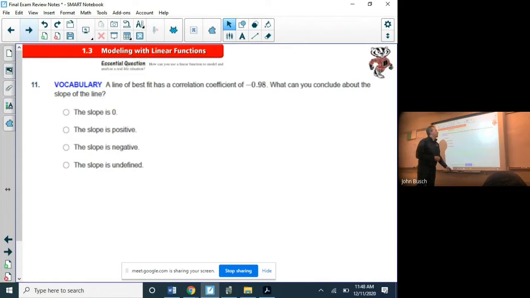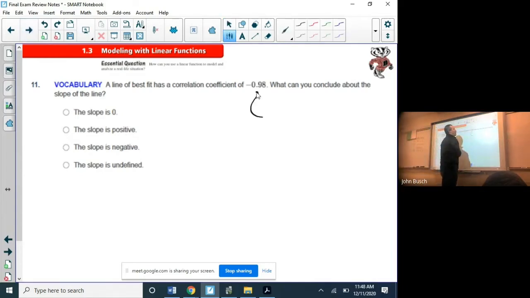A line of best fit has a correlation coefficient. So this is a very strong negative correlation. What can you conclude about it? The slope is 0, the slope is positive? No, the slope is definitely negative. Right? It doesn't tell you what the slope is. It just tells you if the points actually line up or not.